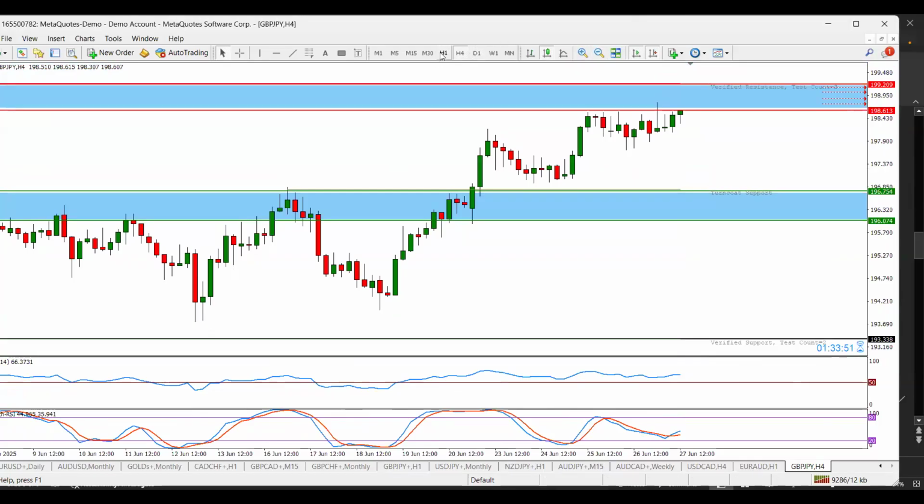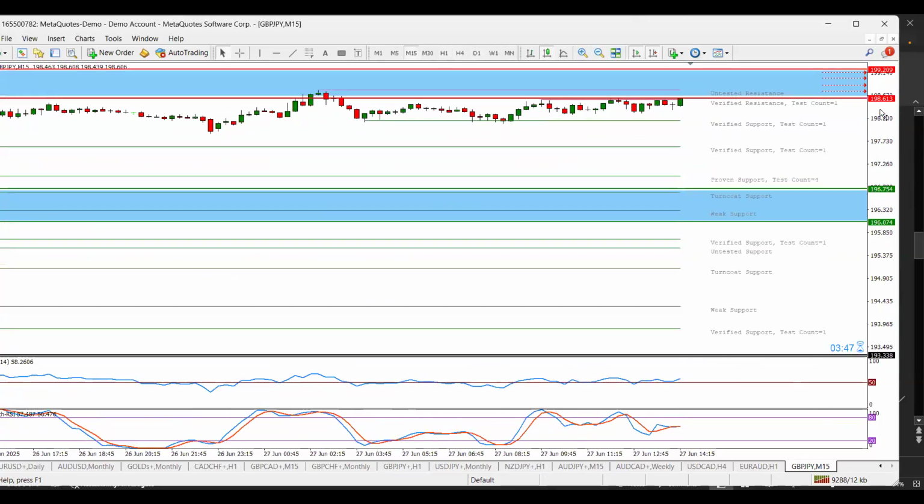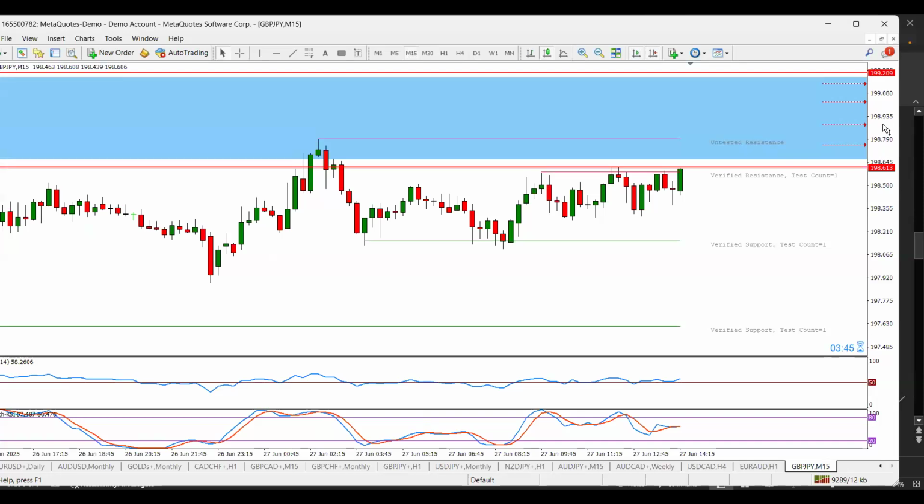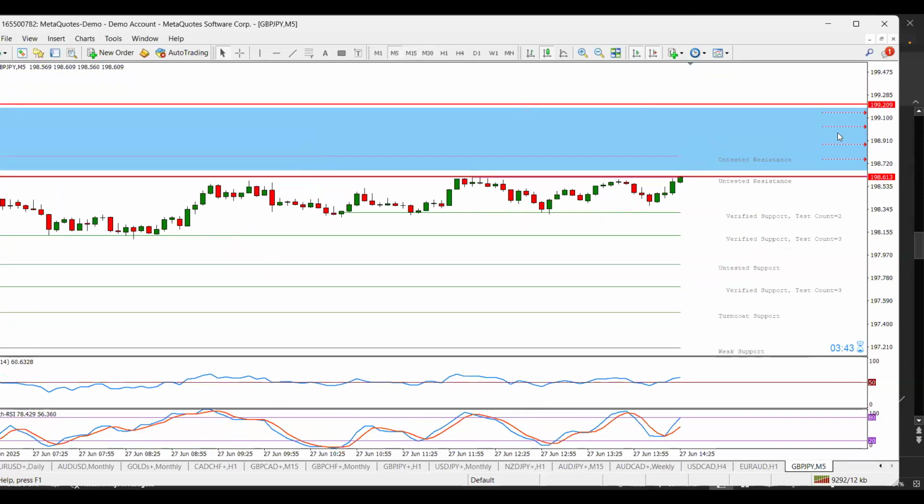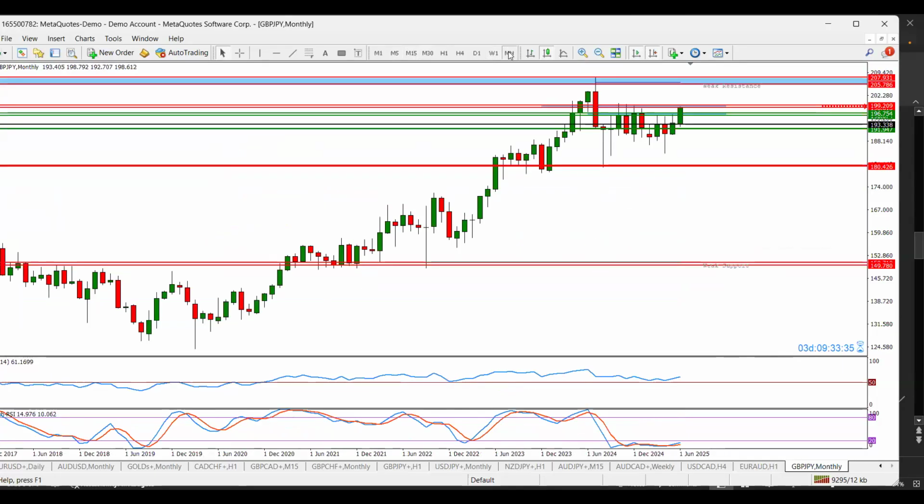Look at it there. On 1 hour, look at it. On 15 minutes, still look at it on 15 minutes. Even on 5 minutes, look at it as well. Can you see? This red line that I drew on the weekly is showing on all my other time frames, which is what I want. That is basically it.